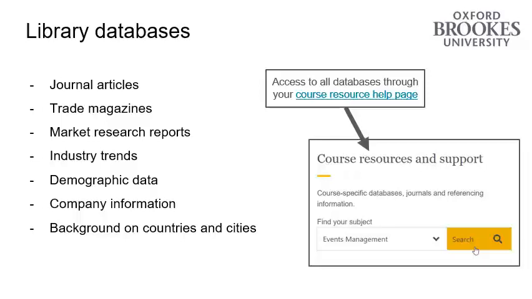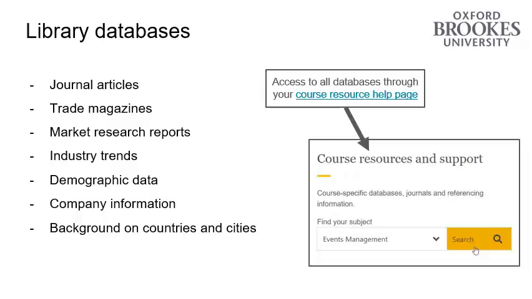So when I talk about databases, I'm talking about reliable sources of this kind of information. So journal articles, magazines, research reports, data that you can find about particular industries, consumer types. We've also got company information and information on the economies of cities and countries. So you need to choose the right database depending on the kind of information that you're looking for.